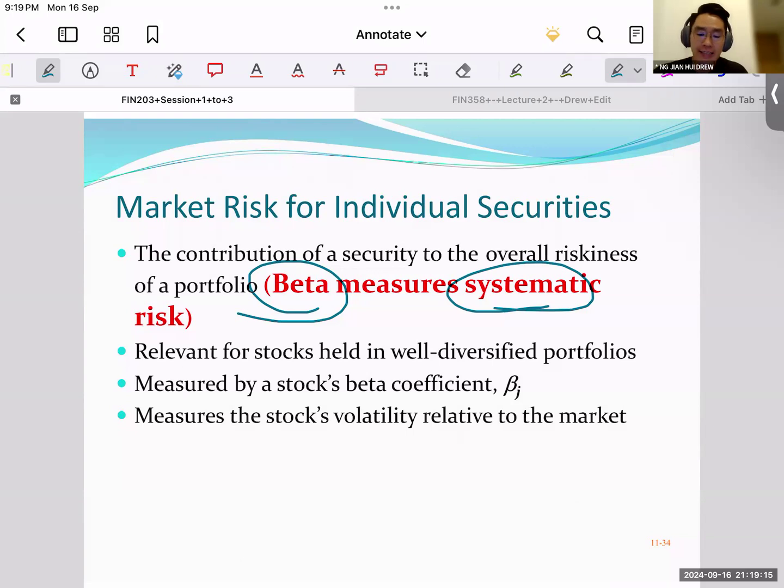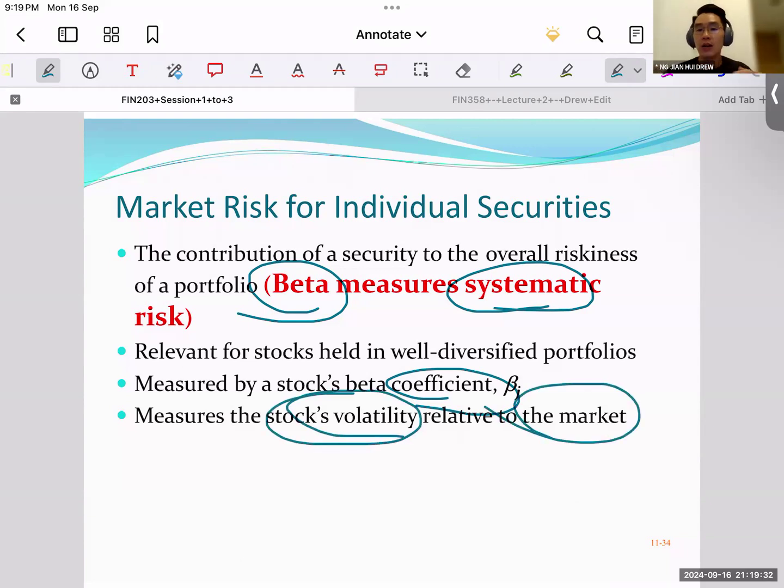Each stock has its own beta. Stock A has a beta A, stock B has beta B. And what does beta measure? It measures the relative volatility of the stock to the market. Let's say you have Apple stock. The Apple beta basically measures how volatile Apple is relative to the whole market, maybe in the US the S&P 500. So relative to the S&P 500, how volatile is Apple? This is measured by the concept called beta, which measures the systematic risk.